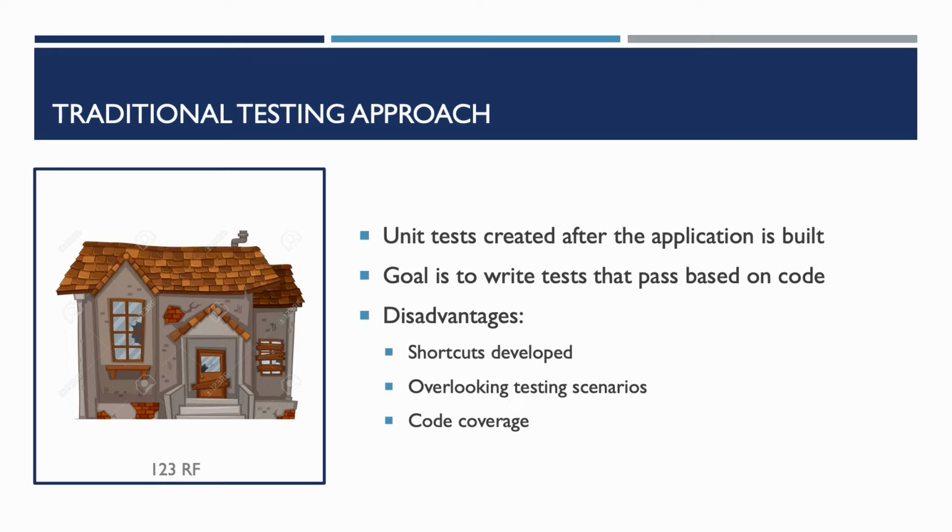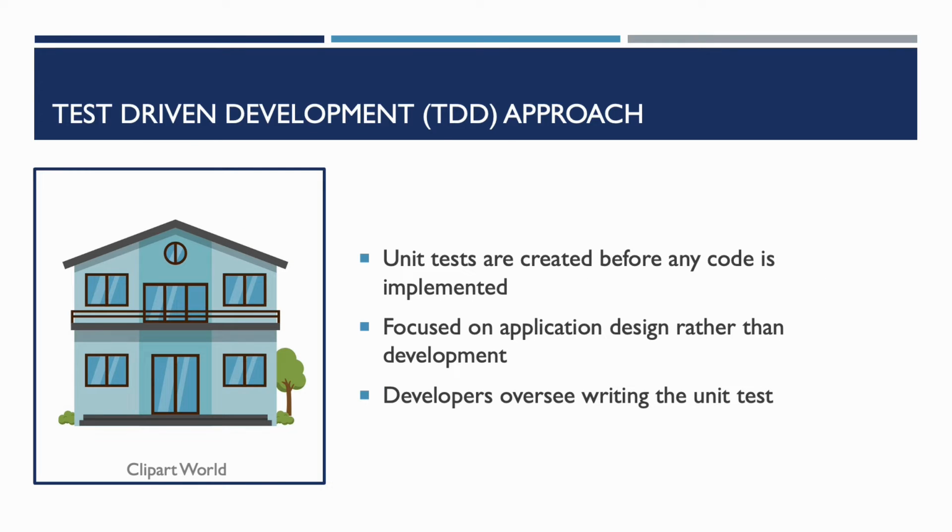This can lead to writing tests that utilize shortcuts in order to pass. You can also overlook some testing scenarios or edge cases within your code. It is also harder to achieve 100% test coverage in these scenarios. Test-driven development is meant to fix some of the disadvantages of the traditional code first, then test styles.